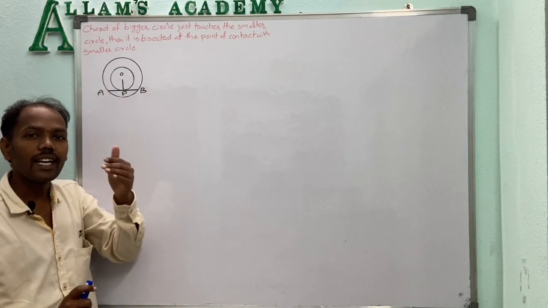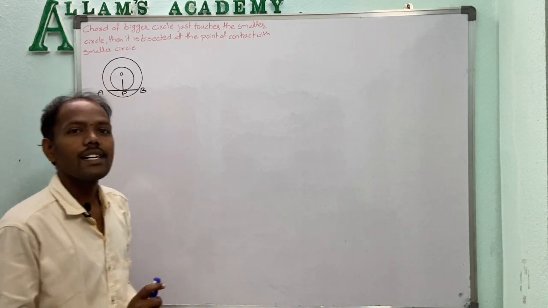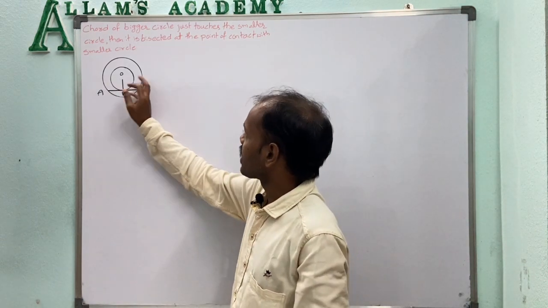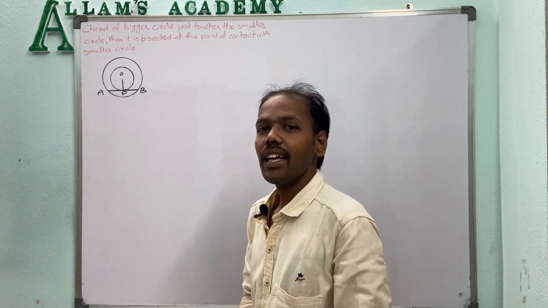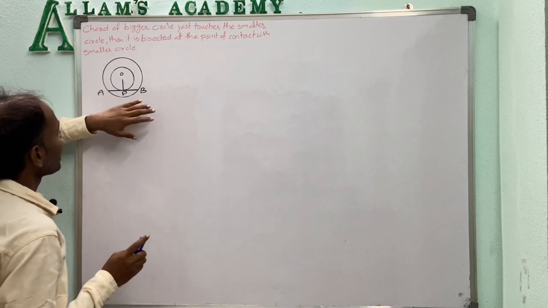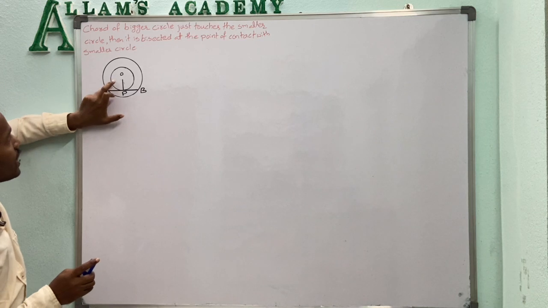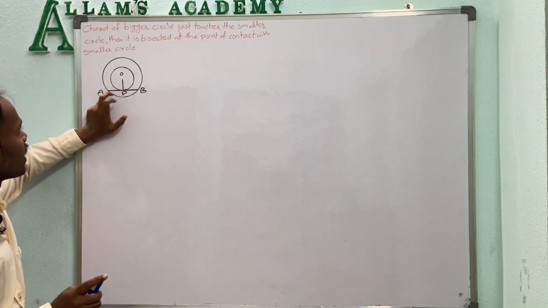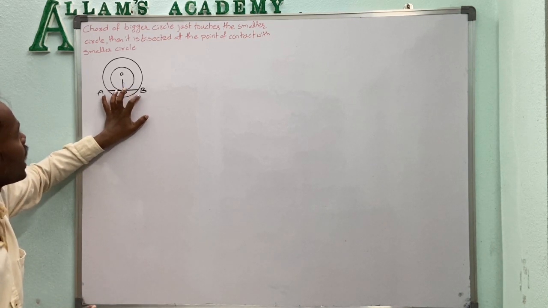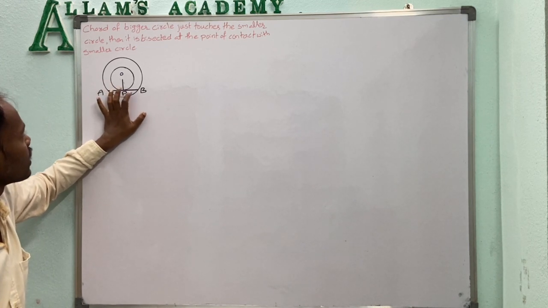If two or more circles are drawn with the same center, then the circles are called concentric circles. Now here we have taken two concentric circles with the same center. The chord AB of the bigger circle touches the smaller circle at the point of contact. Now we have to show that this chord AB is a tangent to the smaller circle.